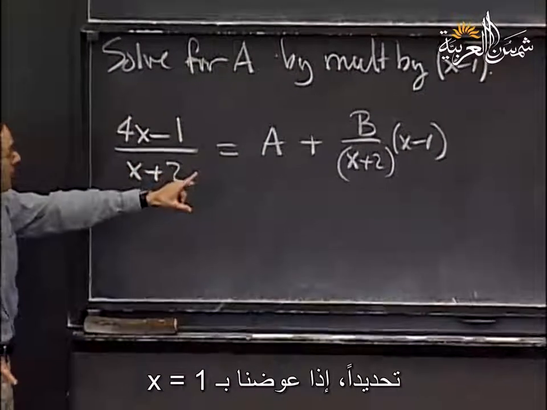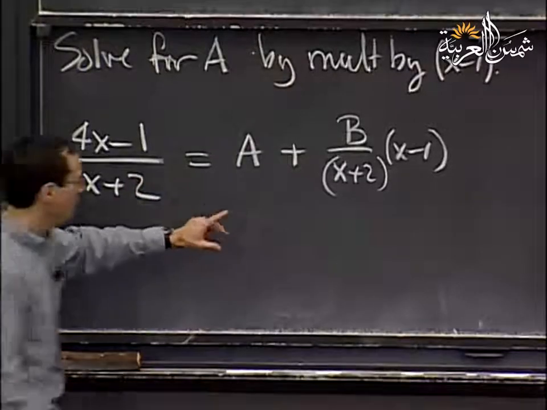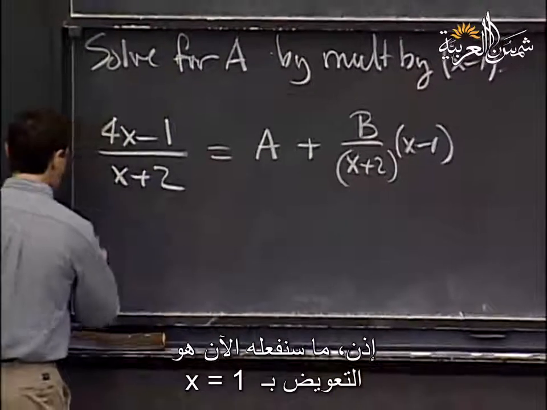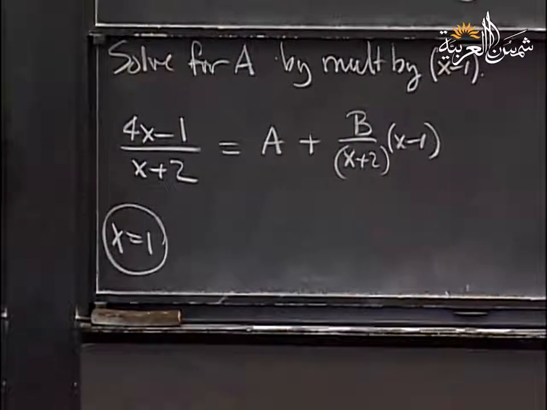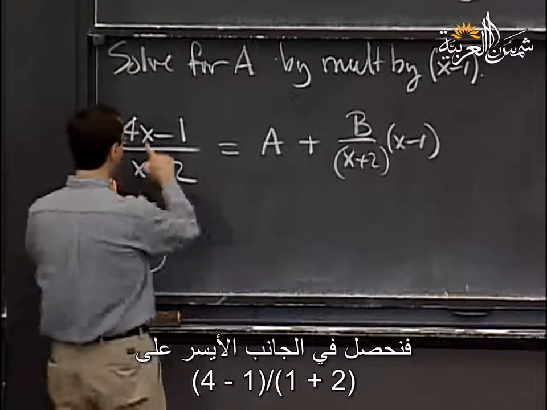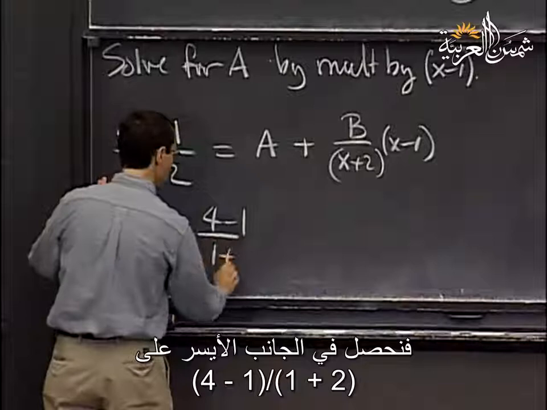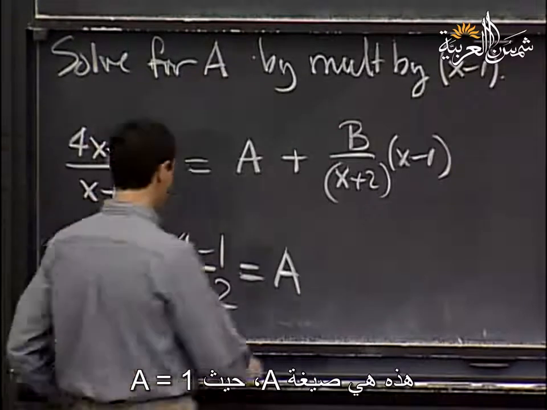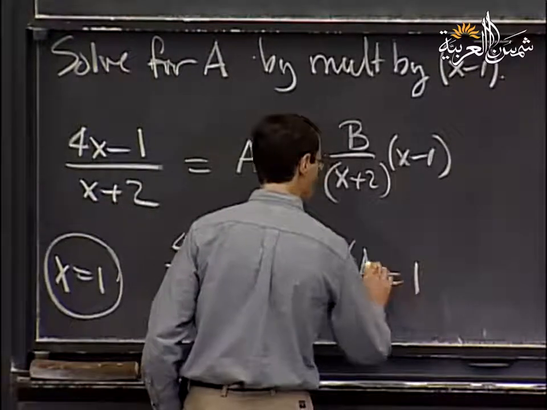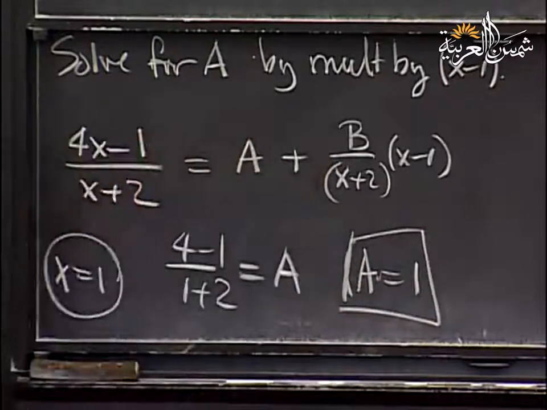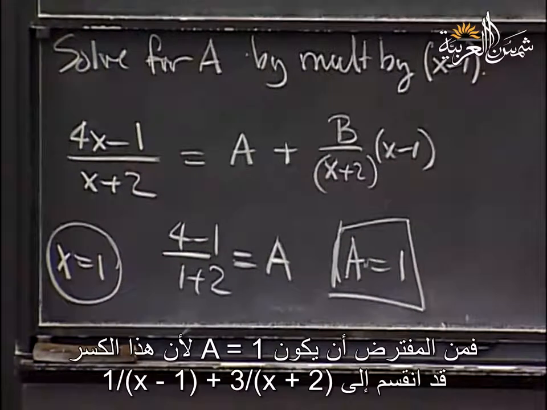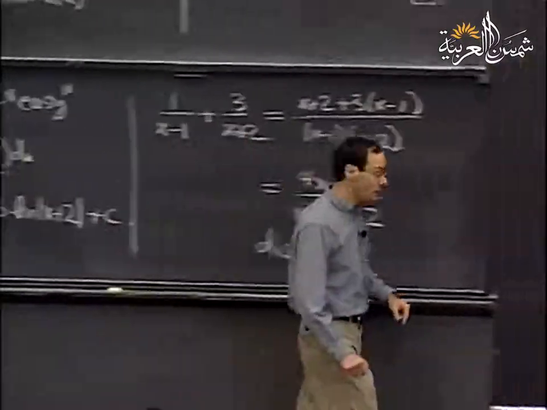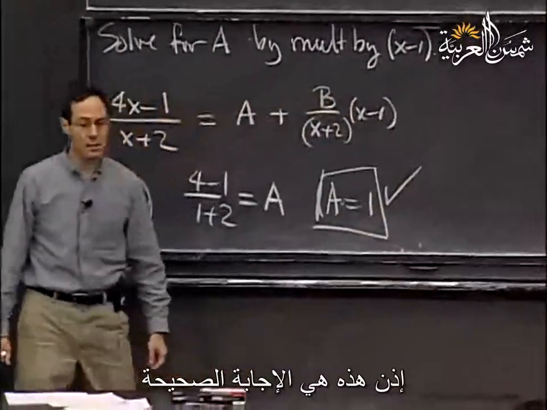Namely, if I plug in now x equals 1, this term drops out too. All right? So what I'm going to do now is plug in x equals 1. And what I get on the left-hand side here is 4 minus 1 over 1 plus 2. And on the right-hand side, I get A. That's the end. This is my formula for A. A happens to be equal to 1. And that's, of course, what I expect. A had better be 1 because the thing broke up into 1 over x minus 1 plus 3 over x plus 2. So this is the correct answer.